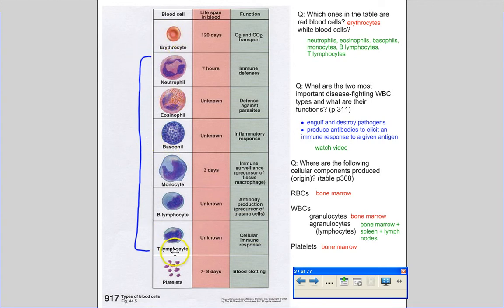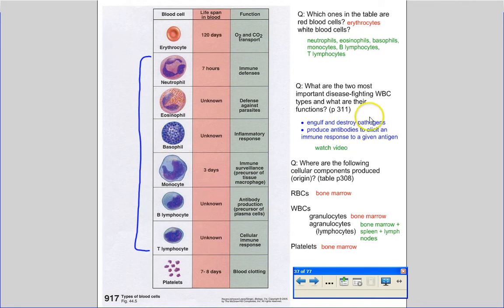All the rest of these, with the exception of platelets, are white blood cells. So you can list them: neutrophils, eosinophils, basophils, monocytes, and B and T lymphocytes. So basically there's lots of different white blood cells. We're not going to get into all the specifics and what each type does. These ones have different types of granules in them, which you'll learn about if you take biology after high school.